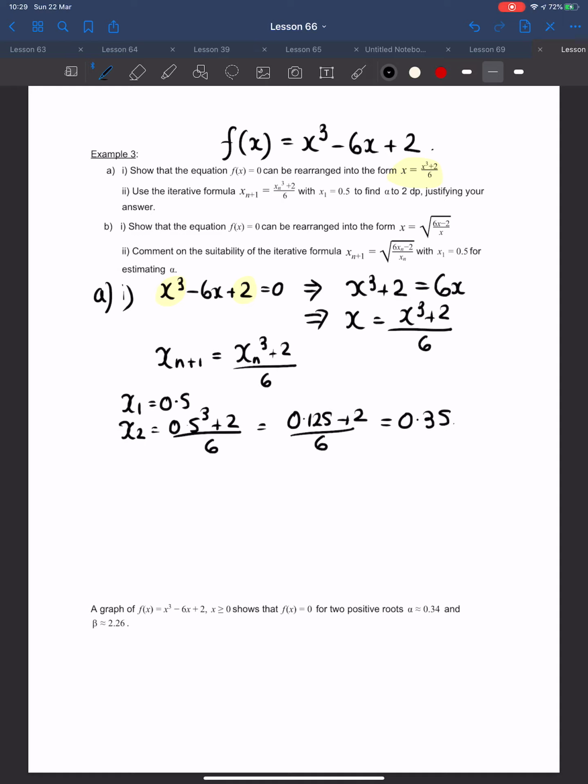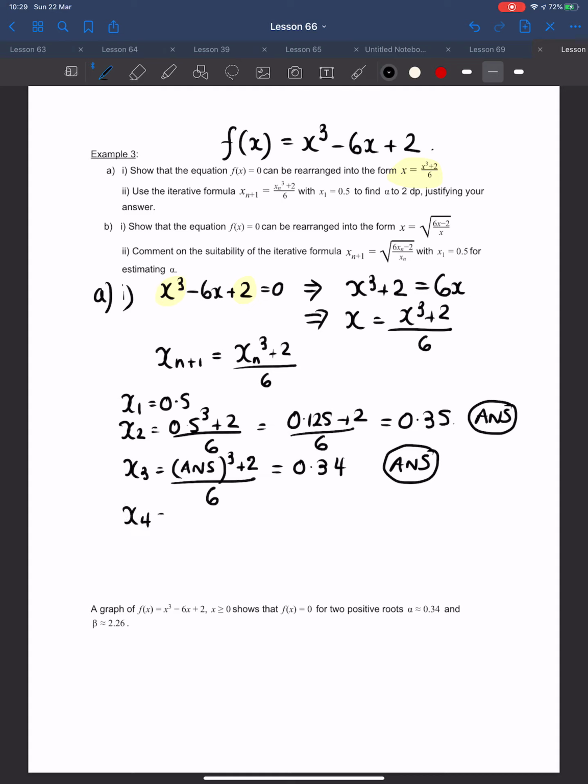Okay. x3 is 0.35 cubed plus 2 divided by 6. Now, I'm not sure if the book's rounded off or anything there. So use your answer button on your calculator, ans, is probably the better thing. If you use the answer button, you'll keep it exact. So x3, they've come up as 0.34, but if we use our answer button, the unrounded version, that would be better.